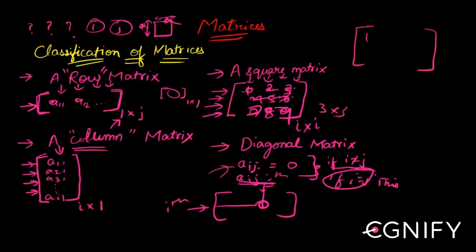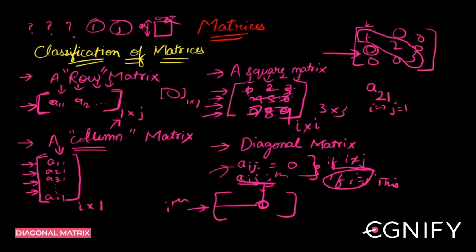Let's look at this matrix: 1, 2, 3 on the diagonal and 0 everywhere else. So this matrix apparently looks like something which has elements only in its diagonal. Everything else is 0. So let's look at this element. This is your second row first column element. So your i is 2 here, your j is 1 here. They are not equal, and when they are not equal, your element is 0. You can verify that for anything.